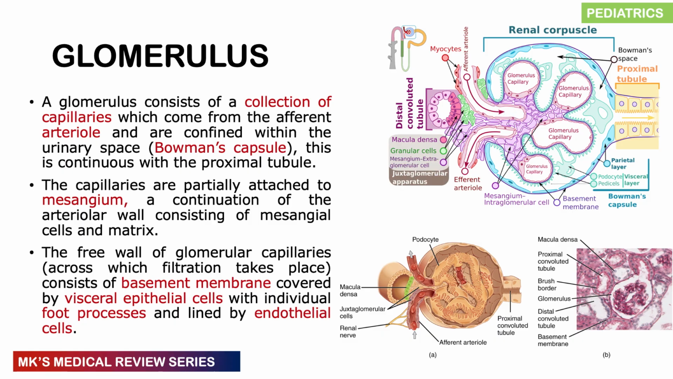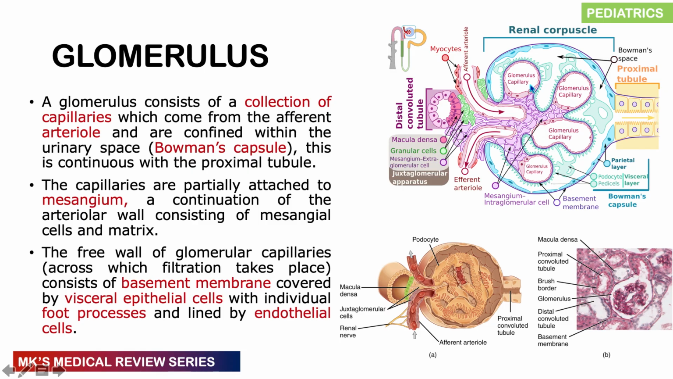Then, as it enters into the glomerulus, it divides into smaller capillaries which have holes in them, known as fenestrations, which allow for filtration to happen. So these glomerular capillaries form a network of capillaries, which is what we refer to as the glomerulus. Eventually everything converges into an efferent arteriole, which is this one here at the bottom.